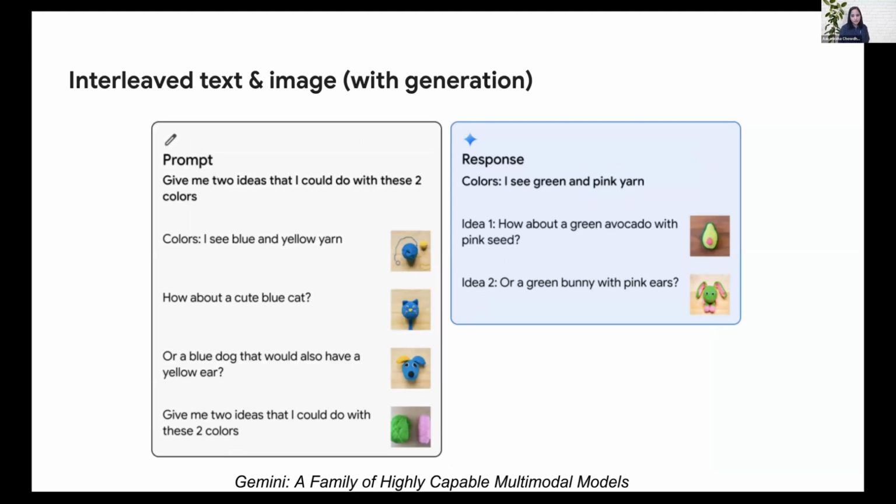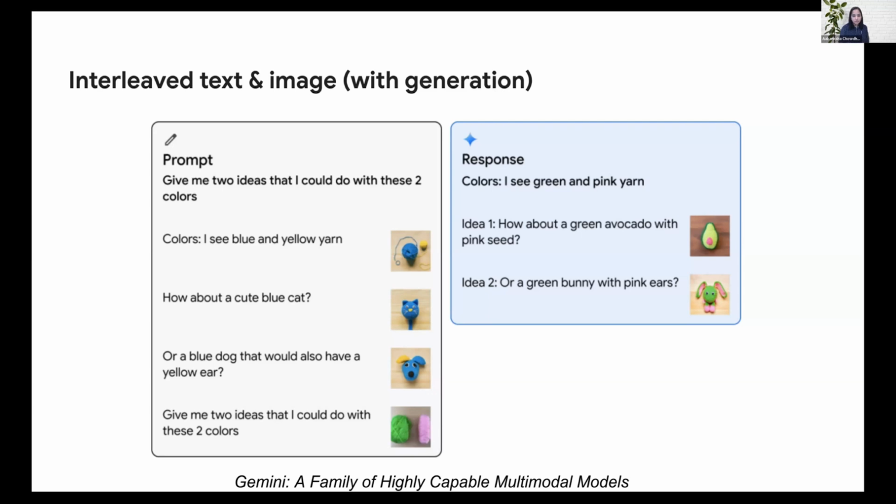Now, another example presented in the Gemini technical report is one where the model is prompted in a one-shot setting over, again, interleaved sequences of images and text. However, this time it also has to generate images. What you're seeing on the left is that the model is asked to make creative suggestions. It is given two colors, blue and yellow yarn, and then it's asked to give two ideas of what one could do with these two colors of yarn.